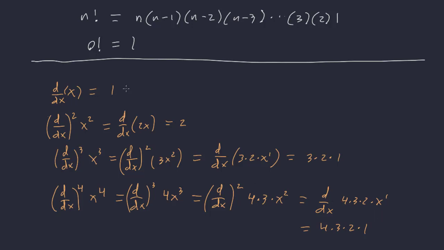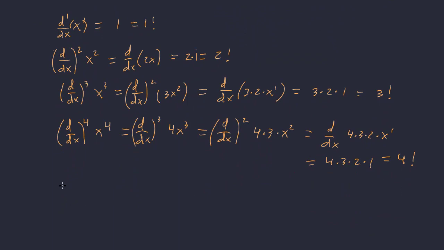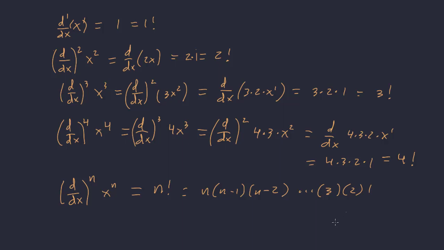And guess what? This is 1 factorial, right? It's the first derivative of x to the 1. This is 2 factorial, since it's 2 times 1. This is 3 factorial, and this is 4 factorial. So it turns out that in calculus, where we see the factorial pretty commonly is if I take n derivatives of x to the n, we'll get n factorial, which is n times n minus 1 times n minus 2 on up 3, 2, 1.